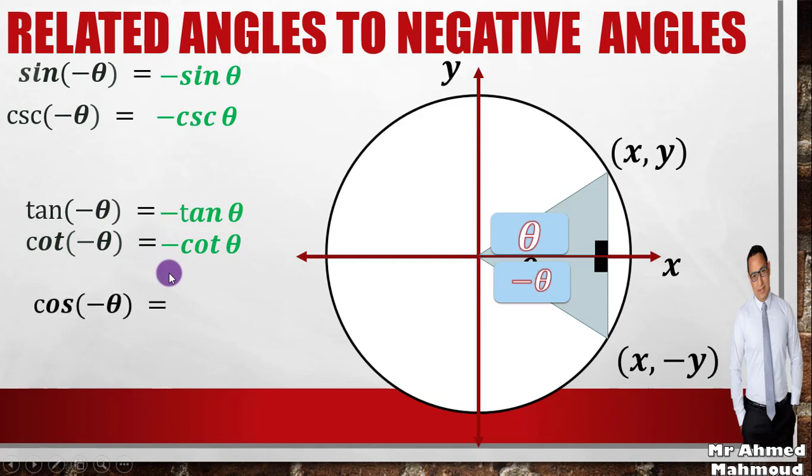Cosine negative theta is x and cosine theta is x, so cosine negative theta equals cosine theta, and sec negative theta equals sec theta. So for cosine or sec, we cancel the negative sign to be cosine theta or sec theta. But if we have sine or tan or their multiplicative inverses, we move the negative outside the function. Okay, these are the functions of the negative angle. Let's study the next question.